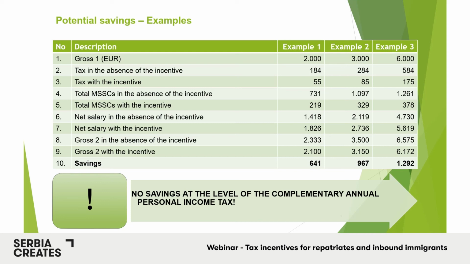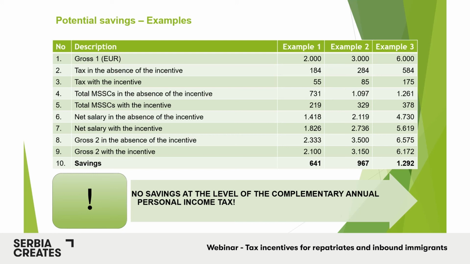If you look at the numbers that we have here, what you will see is that the fiscal burden on these salaries is lowered to a level which is very beneficial for both the employer and the employee. While this is quite beneficial, the one negative that we currently have in our system, one of two, and I'll show you the second one later on, is that this tax incentive does not apply for the purposes of the complementary annual personal income tax.